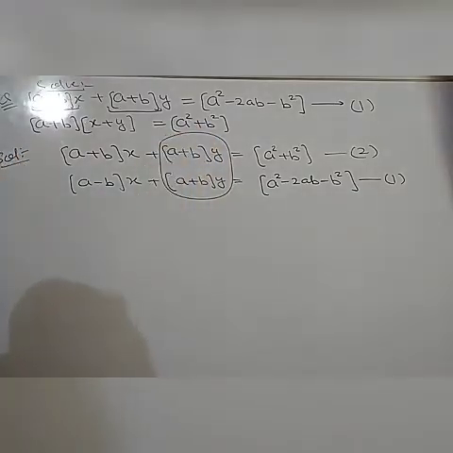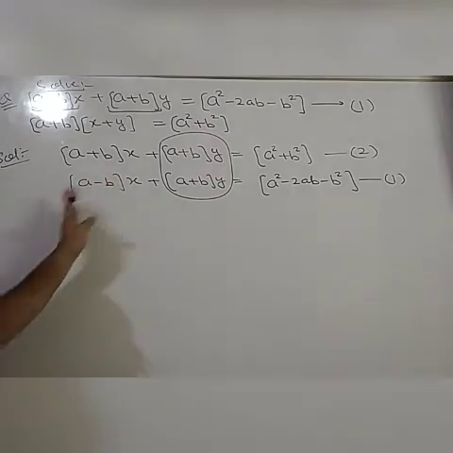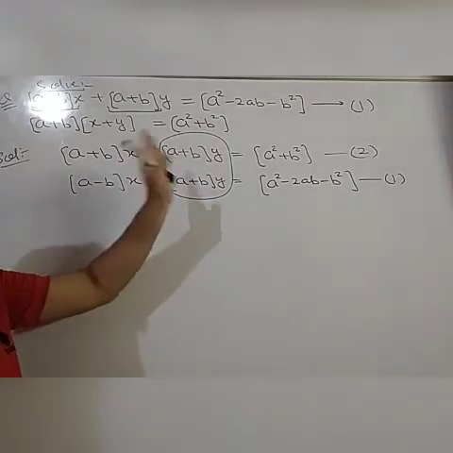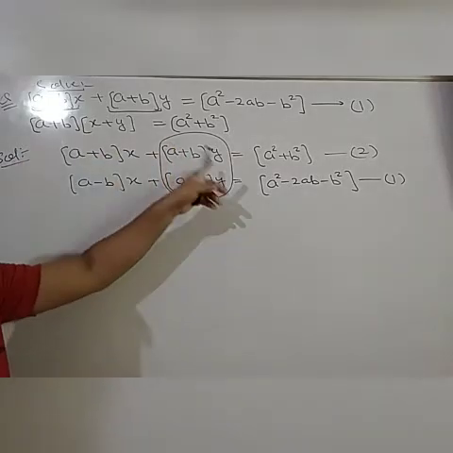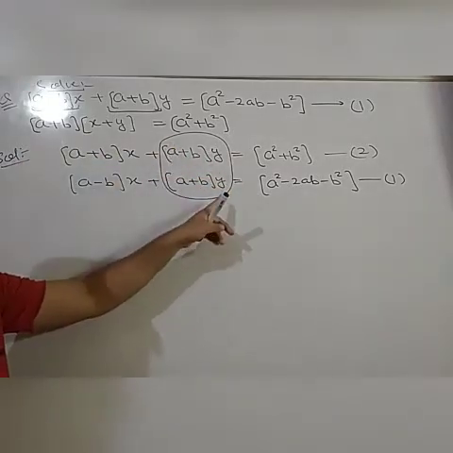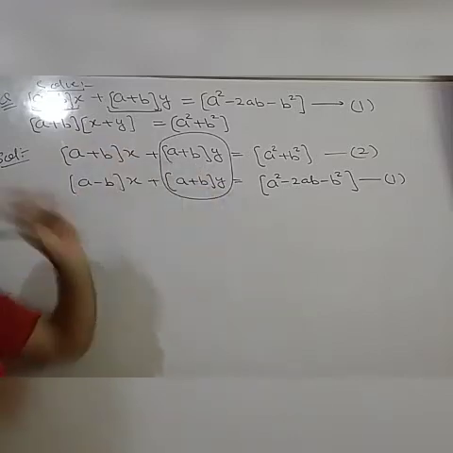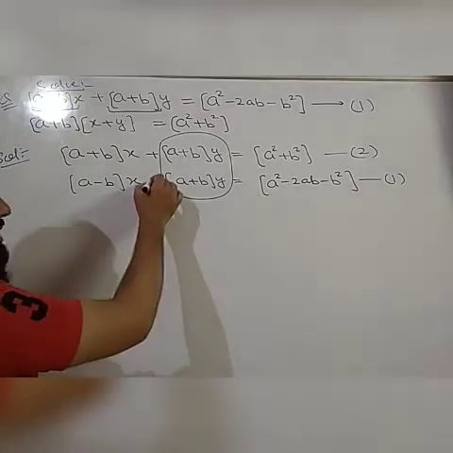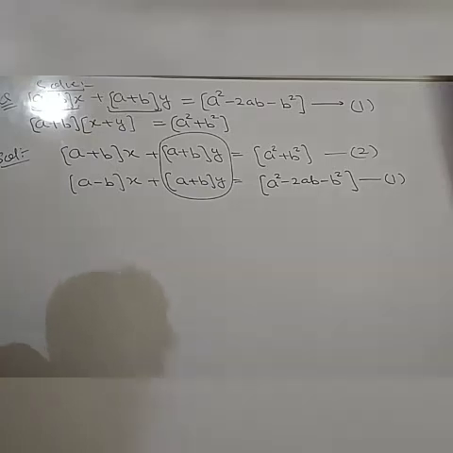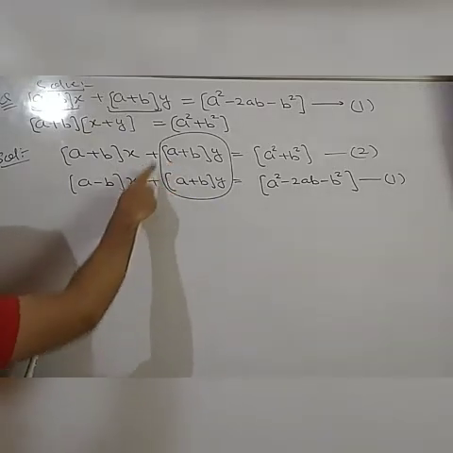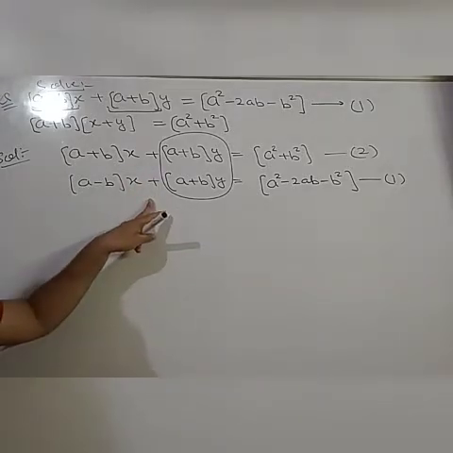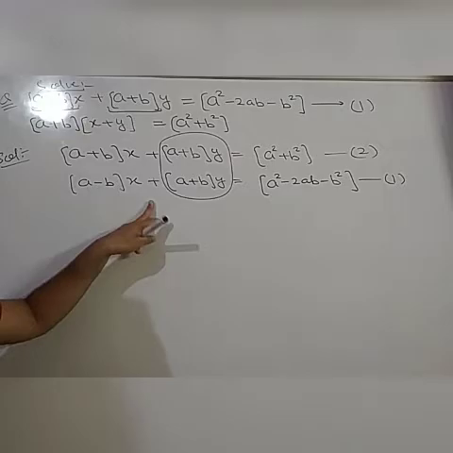That means we will not equate the coefficients in this question. In this question, the coefficients are already equated. In the first equation, the coefficient of y is a plus b. In the second equation, the coefficient of y is a plus b. It means the coefficients are already equal. Now what will we do? We will subtract. Why will we subtract? Because the sign of both the coefficients is the same. And I told you earlier that if the signs are the same, then we have to subtract. If the signs are different, then we have to add.